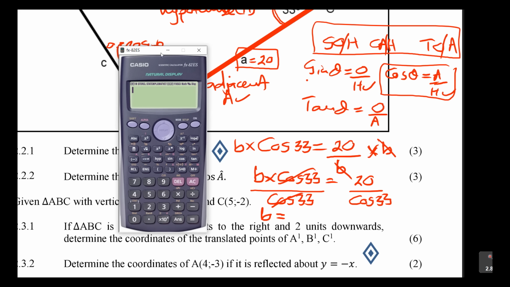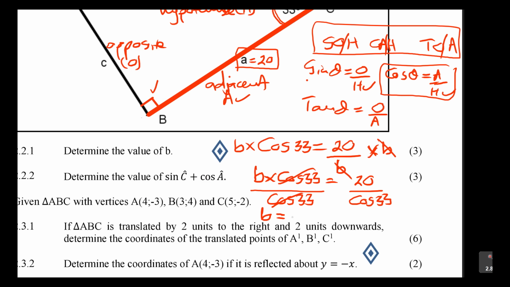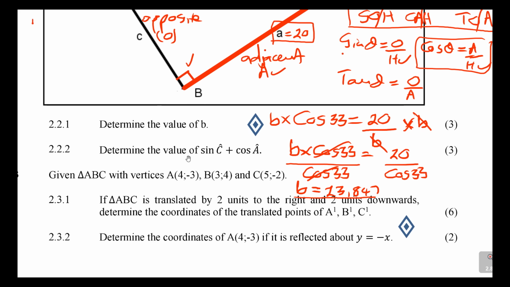So if we calculate that, it will be 20 over cos 33. Remember, they said we must leave our answer to 3 decimal places, and B is equal to 23.847. You can round it off yourself: Shift, Setup, then 6 for Fix, into 3 decimal places, which is 23.847. That is the value of B.